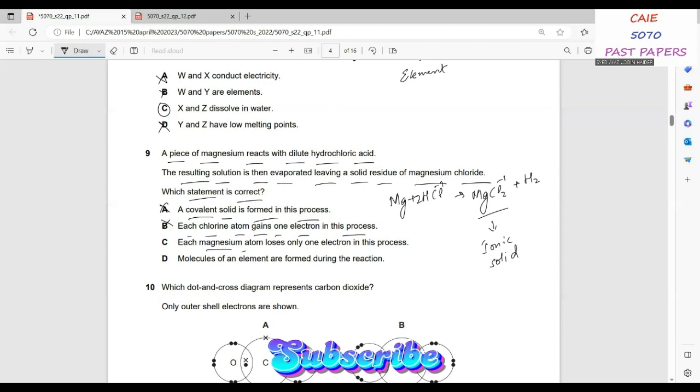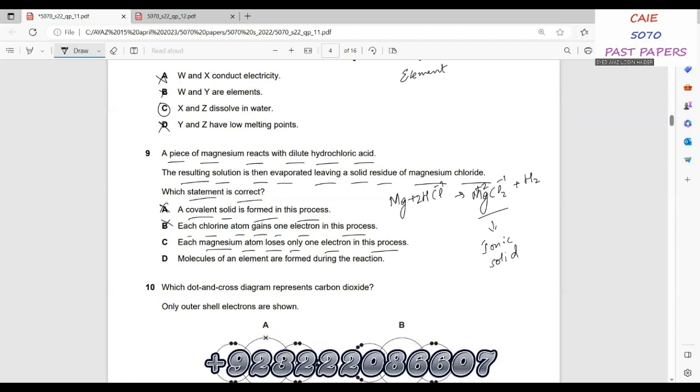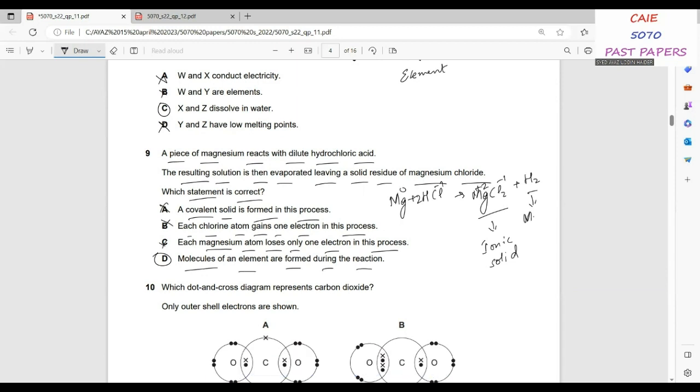C. Each magnesium atom loses only 1 electron in this process. Magnesium atom loses 2 electrons in this process. As you look at the formula of magnesium chloride, it is MgCl2, which means magnesium has lost 2 electrons. So this is also wrong. Only D will be the correct answer. I'm reading the statement. Molecules of an element are formed during the reaction. Yes, we have a molecule of the element, that is hydrogen gas. This is a molecule of an element.